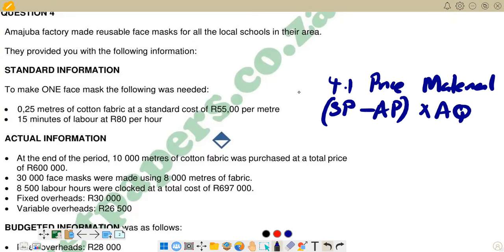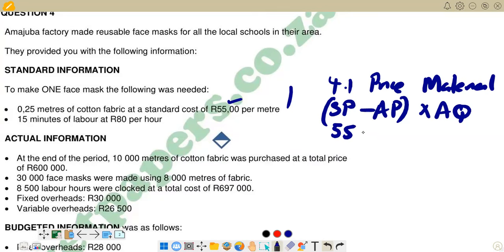Our standard price, we go to the standard section. Remember, this is the standard section. Our standard price is given here as 55. So we are going to put 55 here. Then if you go to our actual price, the actual information is here. We are told that at the end of the period, 10,000 meters of cotton fabric was purchased at a total price of 600,000. So our actual price is going to be 600,000 divided by 10,000 meters. Remember, we're not given the actual price there.